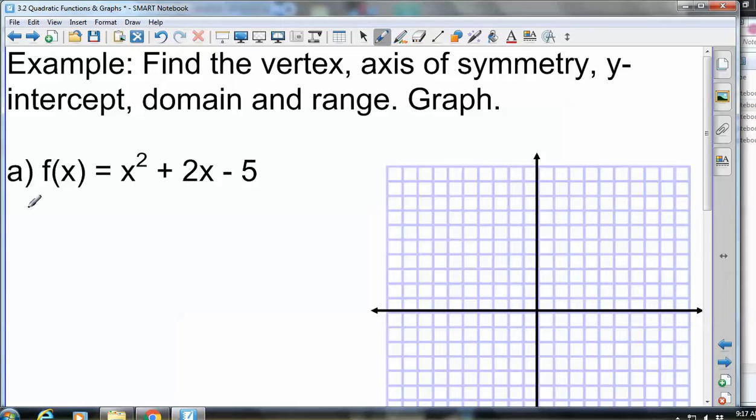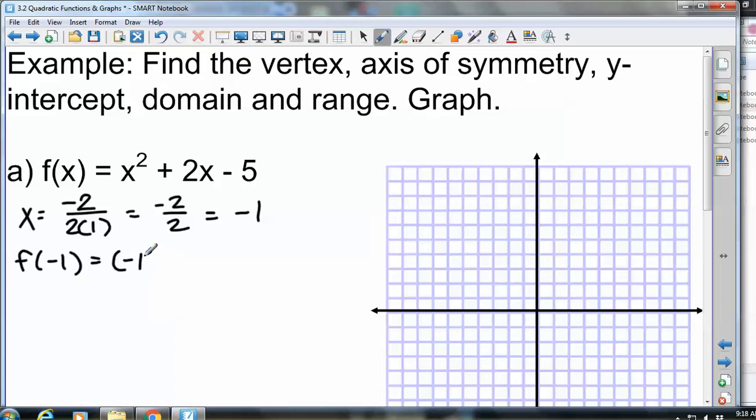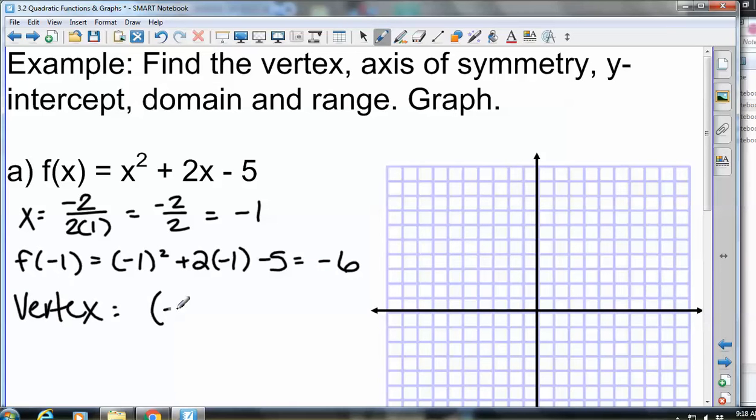Alright, so we can do this. Vertex. What do I need to do to find my vertex? Opposite of b over 2a. So I get negative 2 over 2, which is negative 1. That's the x value. So to find y, you plug that in. And what do you get? So your vertex is an ordered pair. We have x and y now. So the vertex is negative 1, negative 6.